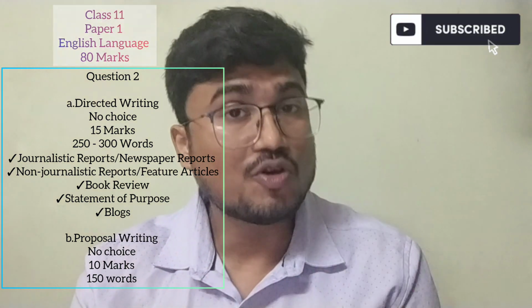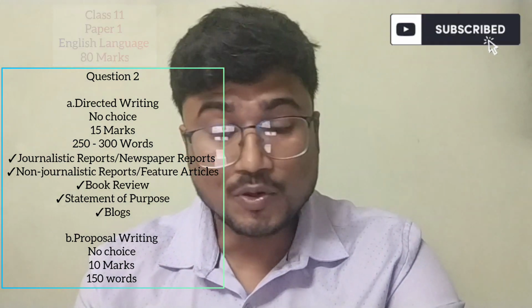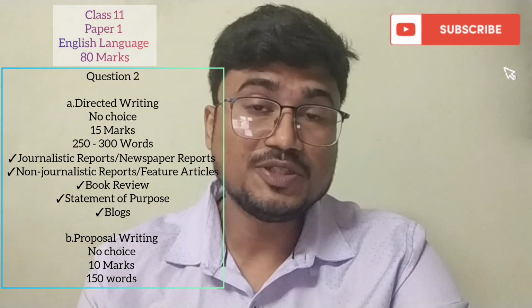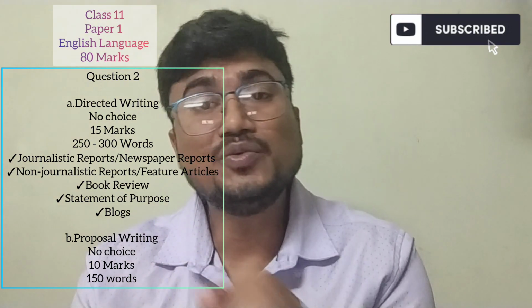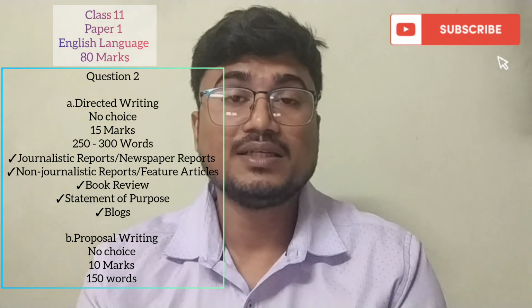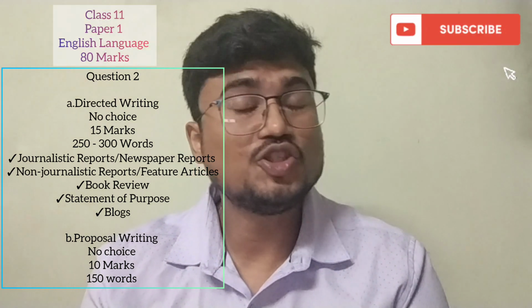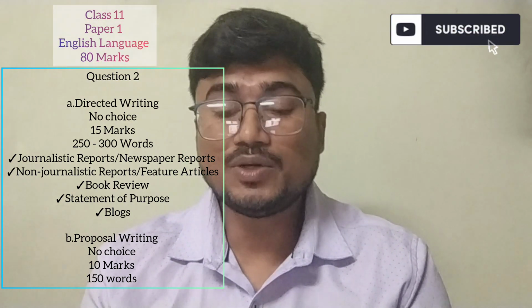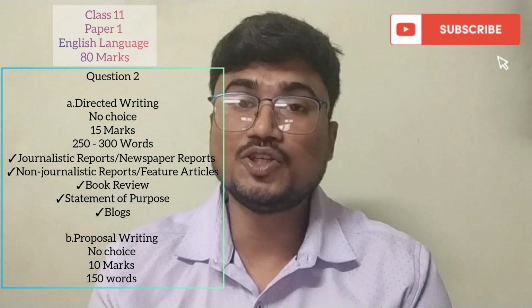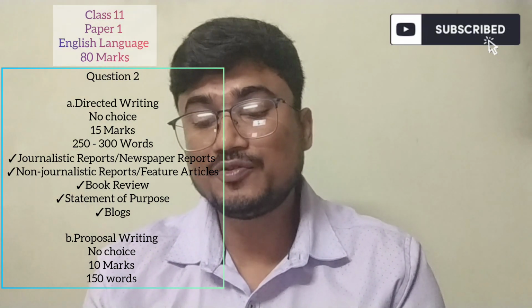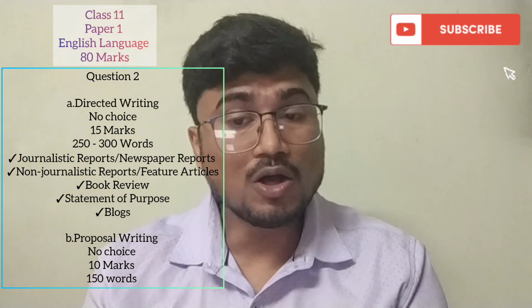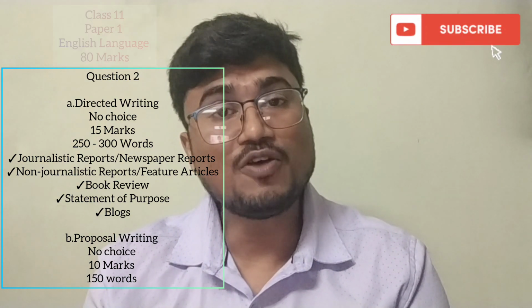Then you have your non-journalistic reports or feature articles. You have your book review and statement of purpose. Along with that, a new addition that has come in is your blog writing. Okay, so what are the topics? Let me tell you. Journalistic report, which is also known as the newspaper report. Then you have non-journalistic report or feature article. Then you have your book reviews, blogs, and statement of purpose.